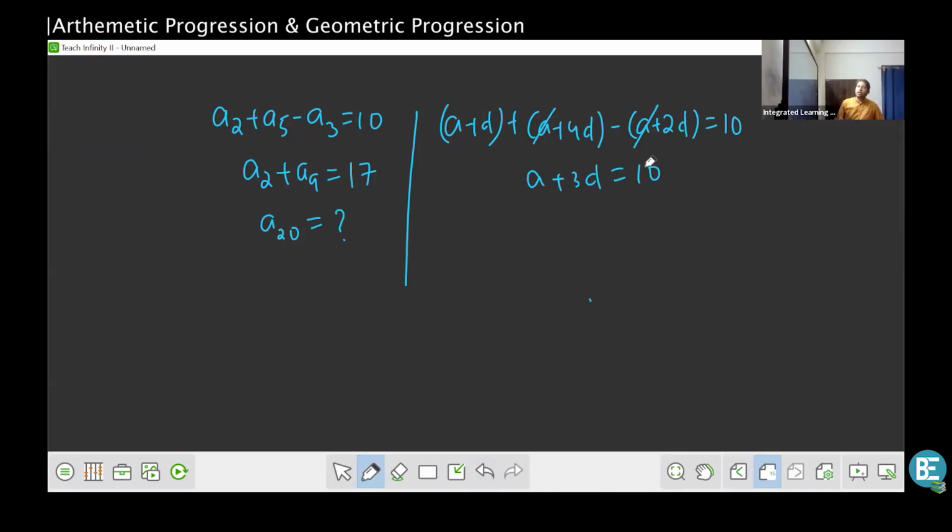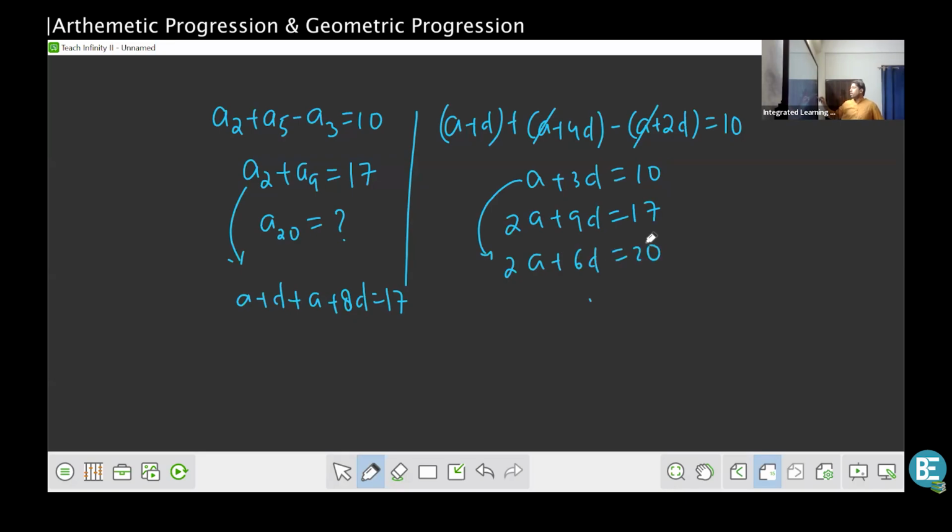Then A2 plus A9. If I simplify this, A plus D is A2, A plus 8D is A9. Finally, we have 2A plus 9D. Again, same thing. Two equations, two variables, solve it. Let's multiply the first equation by 2. 2A plus 6D is equal to 20. Subtract these two. So minus 3D is equal to minus 3 and D is minus 2.